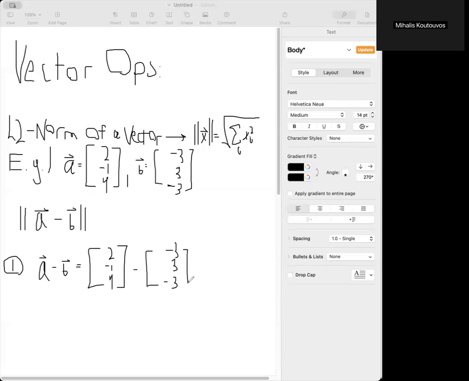Cool. So from here, we're going to do 2 minus negative 3, which is just 5. Watch the signage. Next, we'll do negative 1 minus 3, which is negative 4. Sorry about the handwriting once again. And then 4 minus 3, which is just 7. So 5, negative 4, 7. And that's your answer for A minus B. So that is our vector.